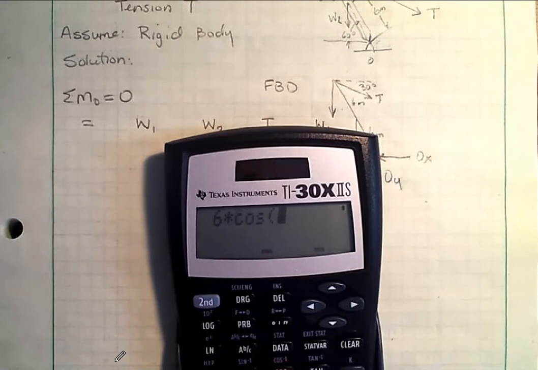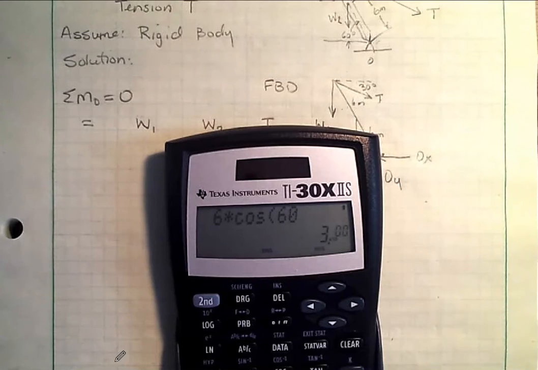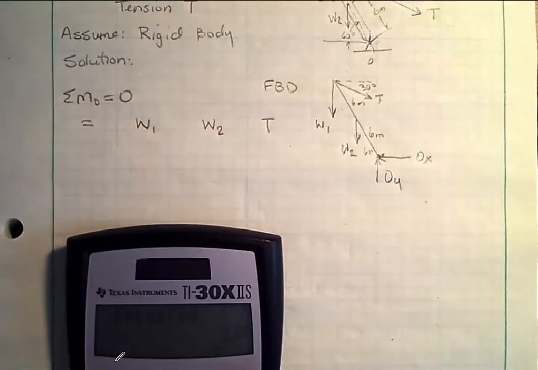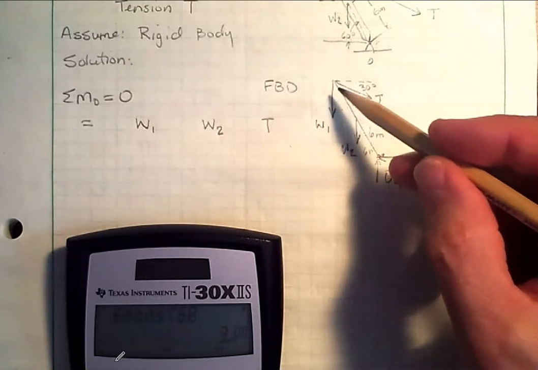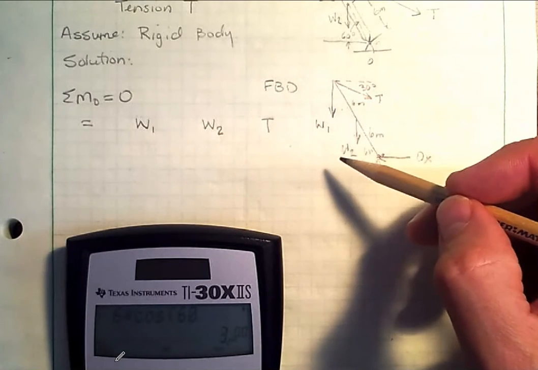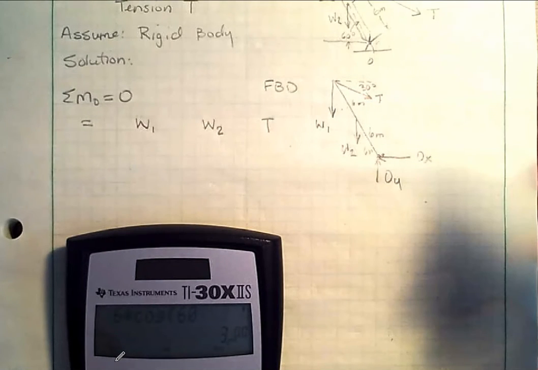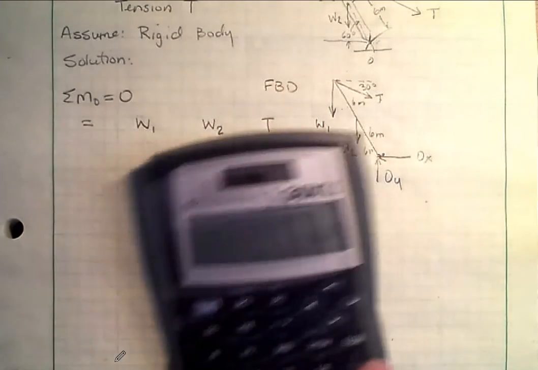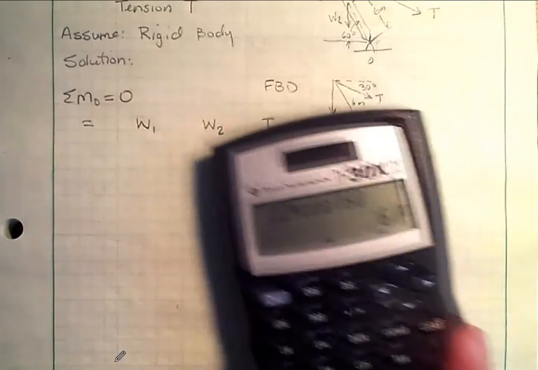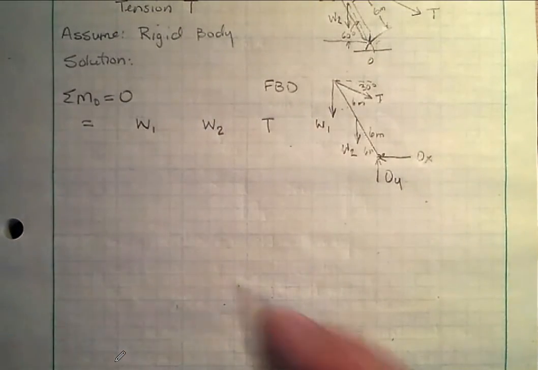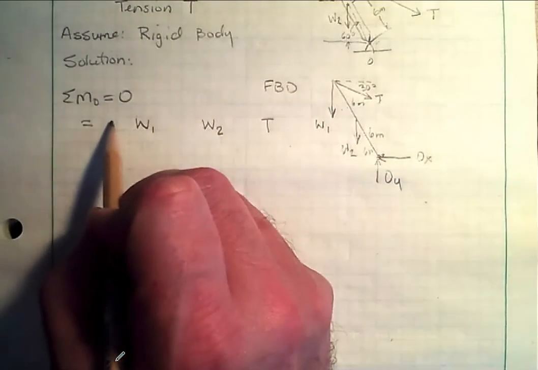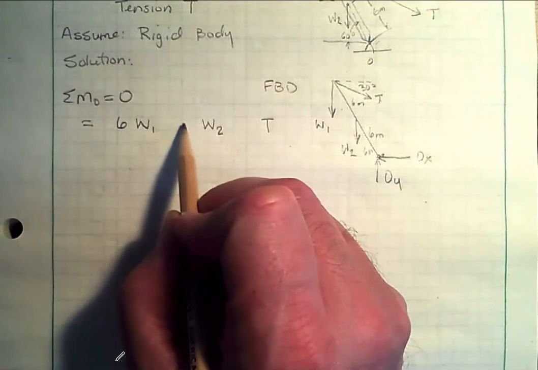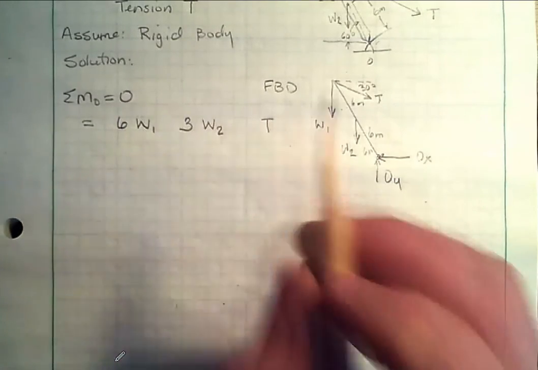6 times cosine 60. Right? That gives us 3. If you recall, cosine of 60 is 0.5. This other one is going to be 6 and 6, or 12 times the cosine of 60. And I'll put it in, but again, I know that the cosine of 60 is 0.5. So that distance is going to be 6. So for W1 and W2, we can have W1 is going to be 6 meters. W2 is going to be 3 meters.